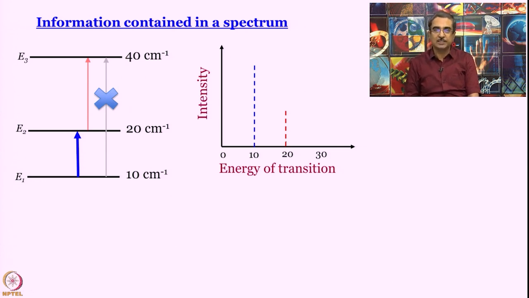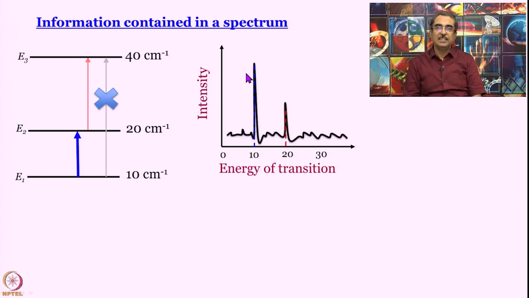What about the y axis? Is the lower energy transition going to be stronger? Is it going to be weaker? Is there a correlation? We will come to that as well. For now, let us say that for whatever reason, the transition for this 1 to 2 is twice as intense as the transition from 2 to 3. What do you expect in the spectrum? You expect two lines like the dotted lines that are shown here.